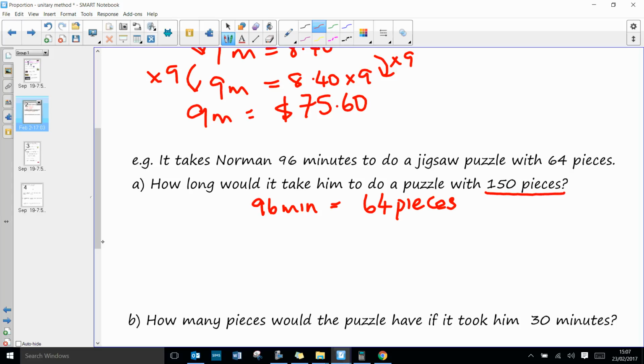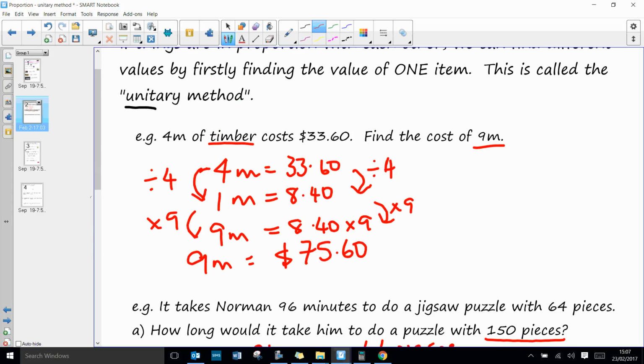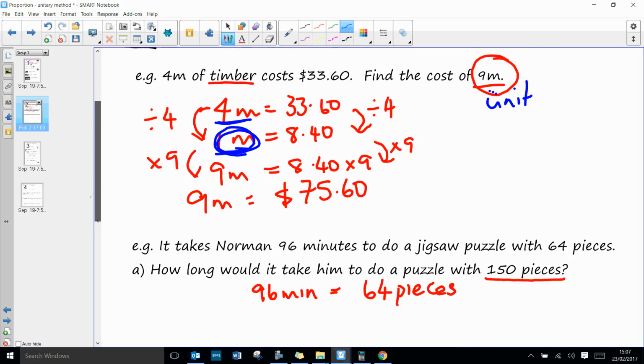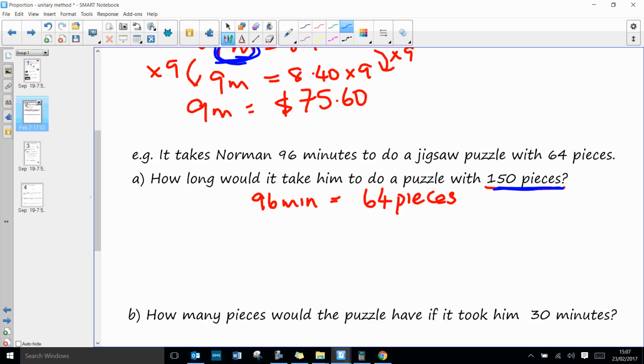Up here, our question was talking about meters. So looking back to that question, we chose to make the meters side down to a 1. That was where we went to our unitary method. Here, because we're looking at the number of pieces, we want the pieces to be down to 1. So on the right hand side, we want to find 1 piece. It's always important to make sure you're looking at the question that you're looking at. If we've gone from 64 pieces to 1 piece, we've divided by 64.